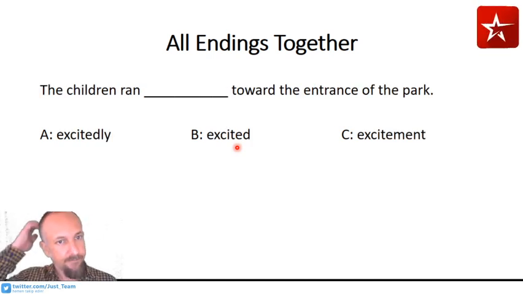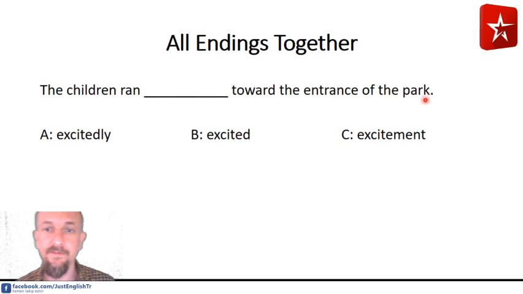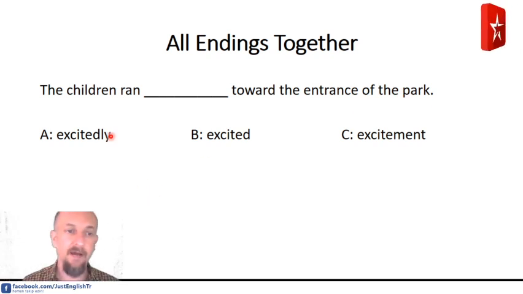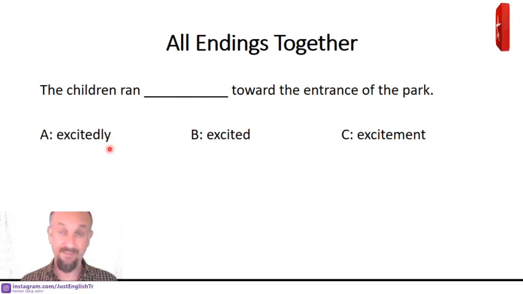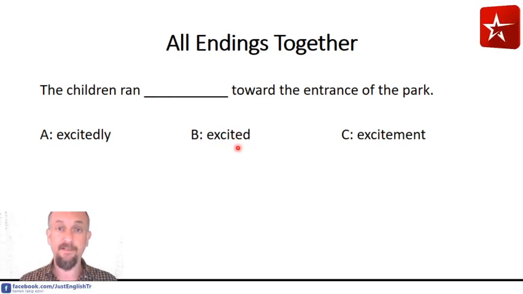The next one. The children ran toward the entrance of the park. So we have excitedly, the suffix here is ly. We have excited, the suffix here is ed. We use it for verbs. And here we have excitement, used for nouns. So which one's correct? A, B, or C?